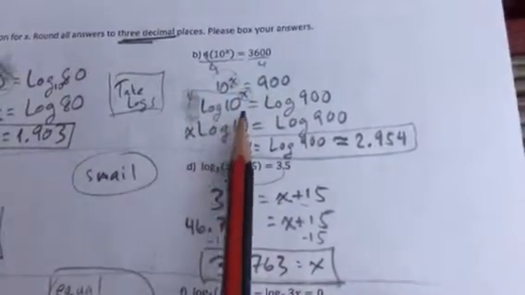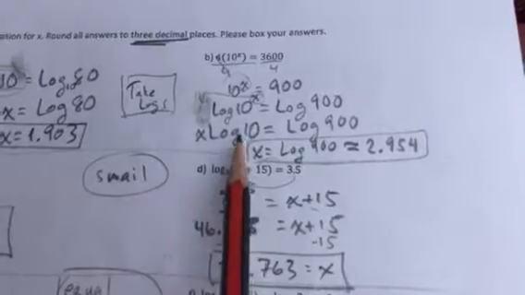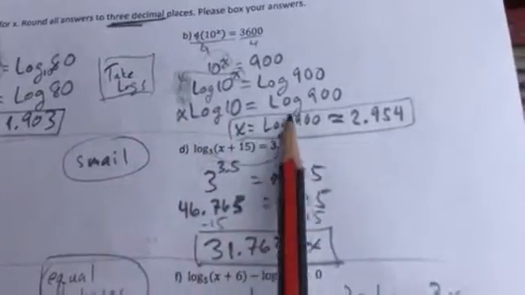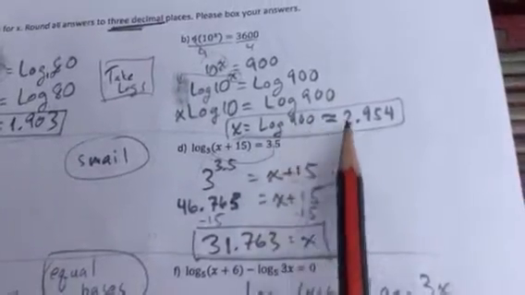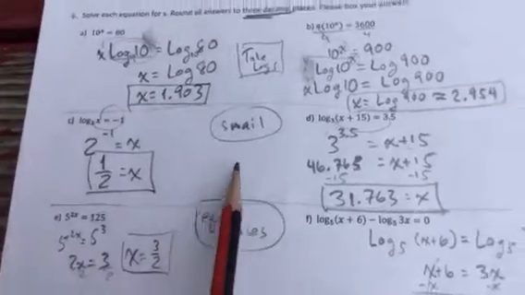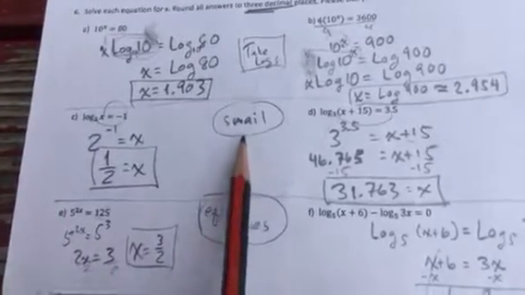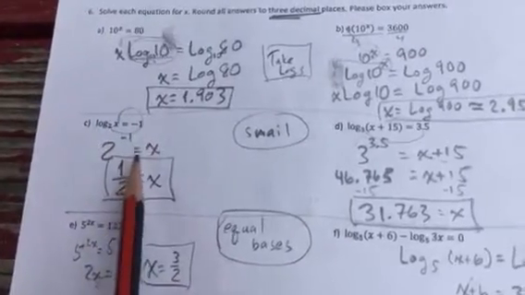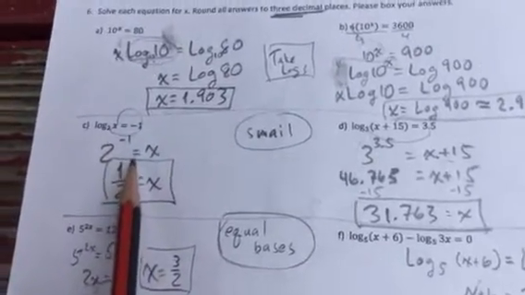I take the log of both sides, I bring the x down to multiply, then I realize that log of 10 equals 1, so it's just x equals log of 900, and that's about 2.954. In the next pair of problems, we're going to use the snail idea to take the equation out of its log form and into an exponential form.